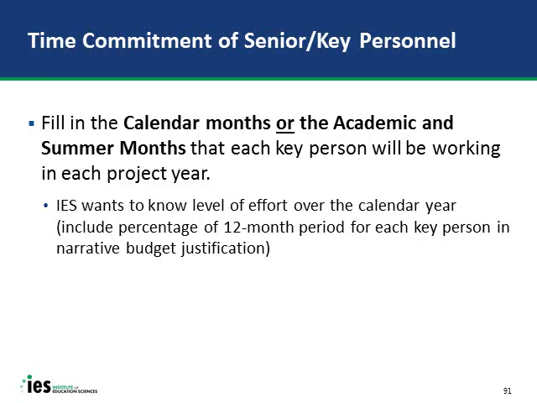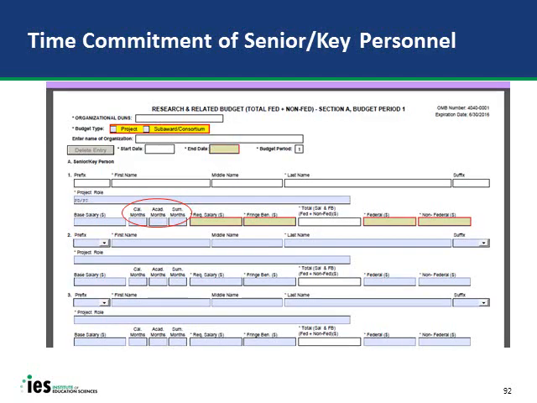The next common mistake we see is the time commitment of senior and key personnel. Under the senior key person profile is where you enter the information for your key personnel, including the current and pending support as an attachment. For the time commitment of each person on the SF424 budget form, make sure you fill in the calendar months or the academic plus summer months that they will be devoting to the project. You will see that months is circled in red.